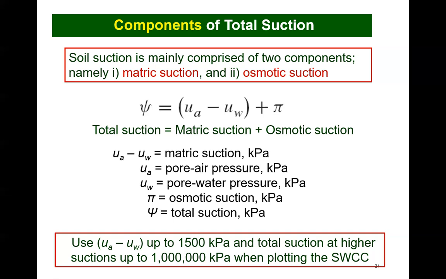In lecture number 3, I will discuss the use of the soil water characteristic curve and explain that the suction axis generally has matrix suction plotted in the range up to 1500, and then has total suction plotted on the same axis for suctions greater than 1500 kilopascals.